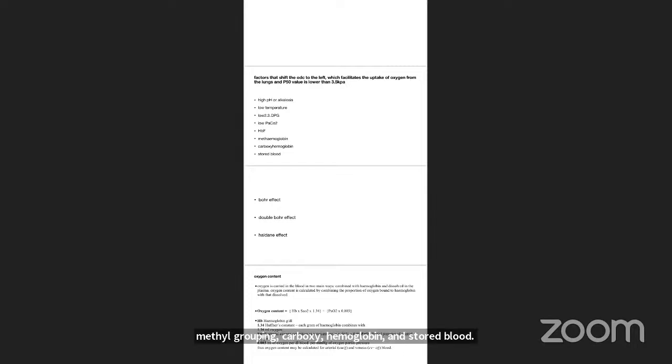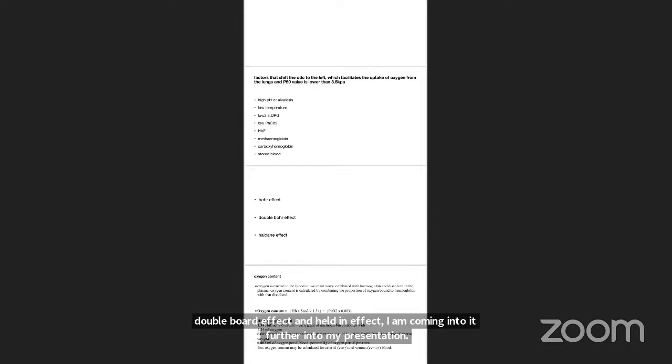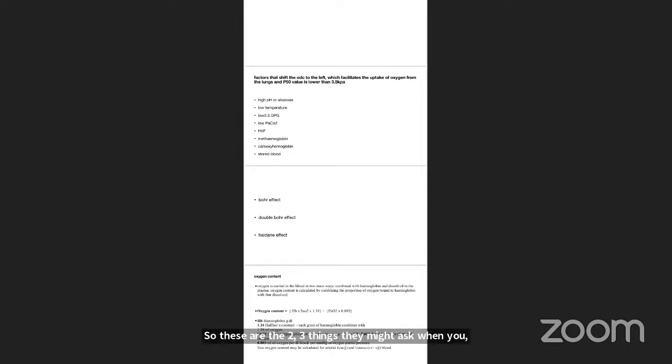Now, 3 points I have given there: the Bohr effect, the double Bohr effect, and the Haldane effect. I am coming to them further in my presentation. So these are the 2-3 things they might ask when we discuss the ODC. These are the 3 topics they can go into. One is the Bohr effect. They can ask what is the double Bohr effect and what is the Haldane effect.